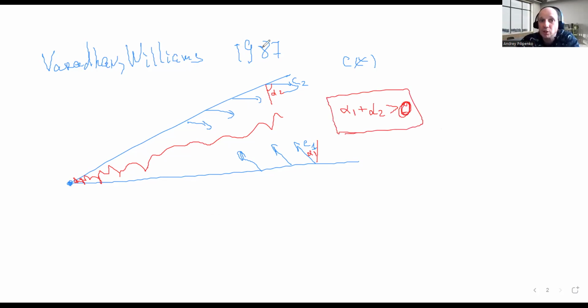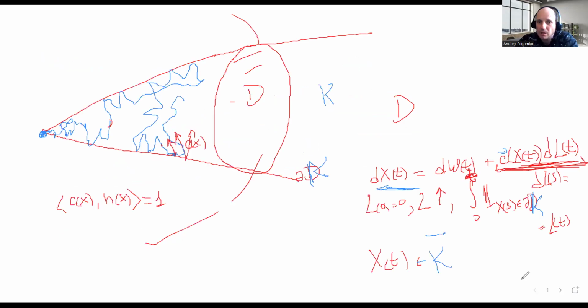Later, results of Varadan and Williams were generalized by Williams and Kwon, who considered the multi-dimensional case with a Brownian motion in a cylinder, and their assumption was that this vector field C of x depends only on the polar angle, phi equals x over absolute value of x. Well, phi is defined everywhere except at 0.